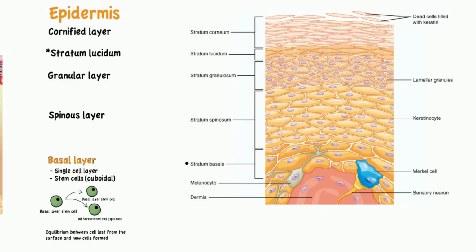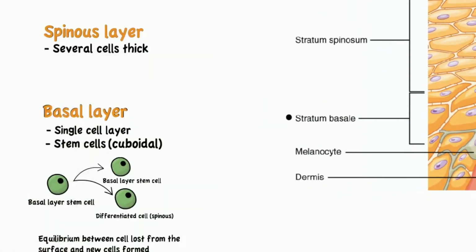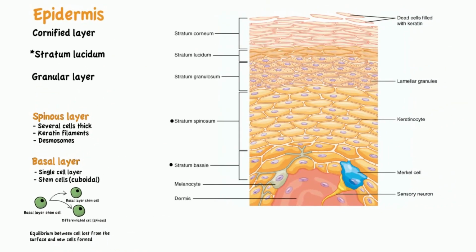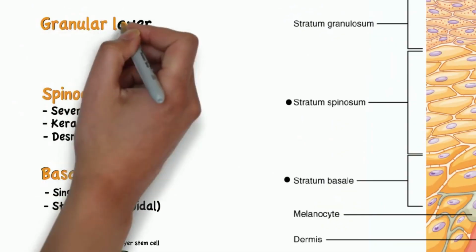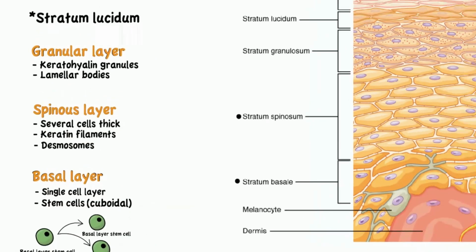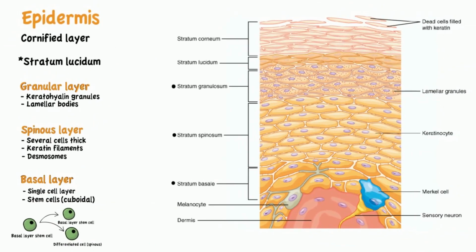The next layer is the spinous layer. It is several cells thick, and the cells in this layer present keratin filaments and desmosomes, which will link them to adjacent cells. These differentiated cells are no longer capable of division. In the granular layer, further differentiation occurs through the production of keratohyalin granules. These granules contain proteins that bind the keratin filaments together. Cells in this layer also produce lamellar bodies, which contain lipids important for the hydrophobic barrier to water.